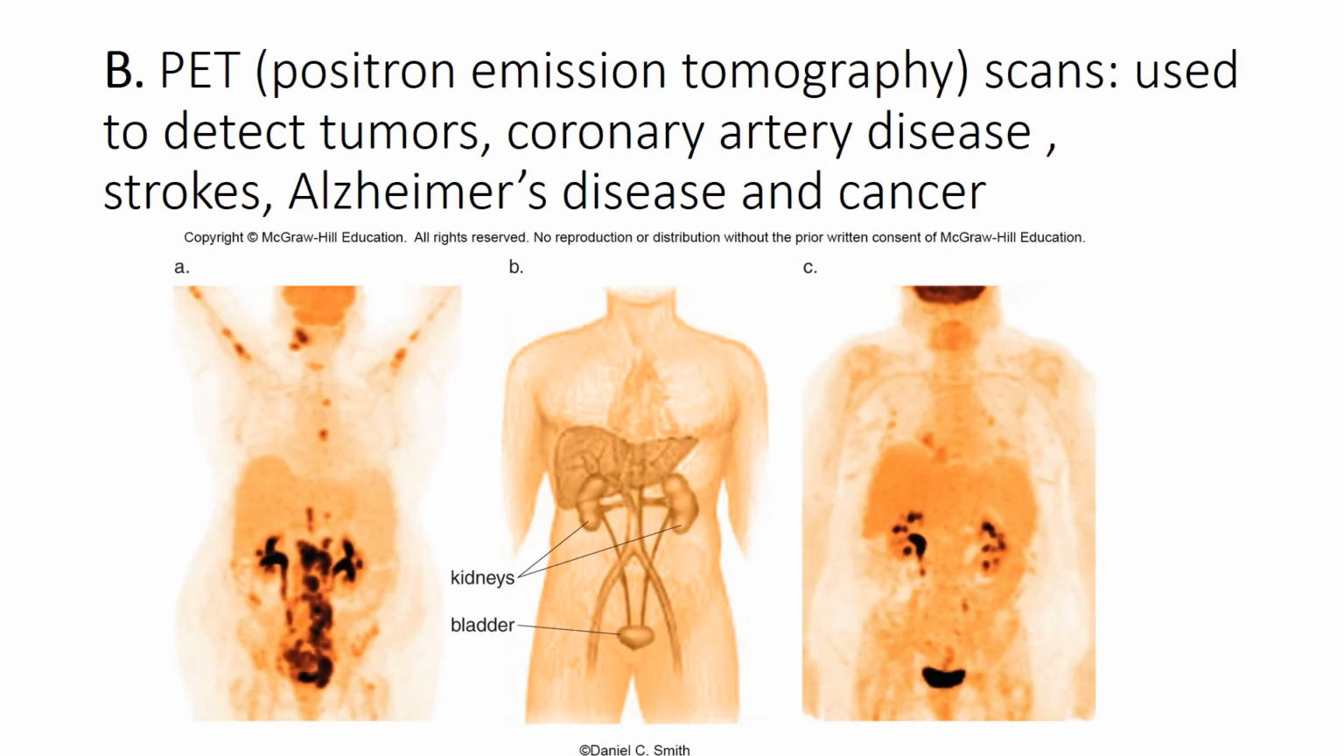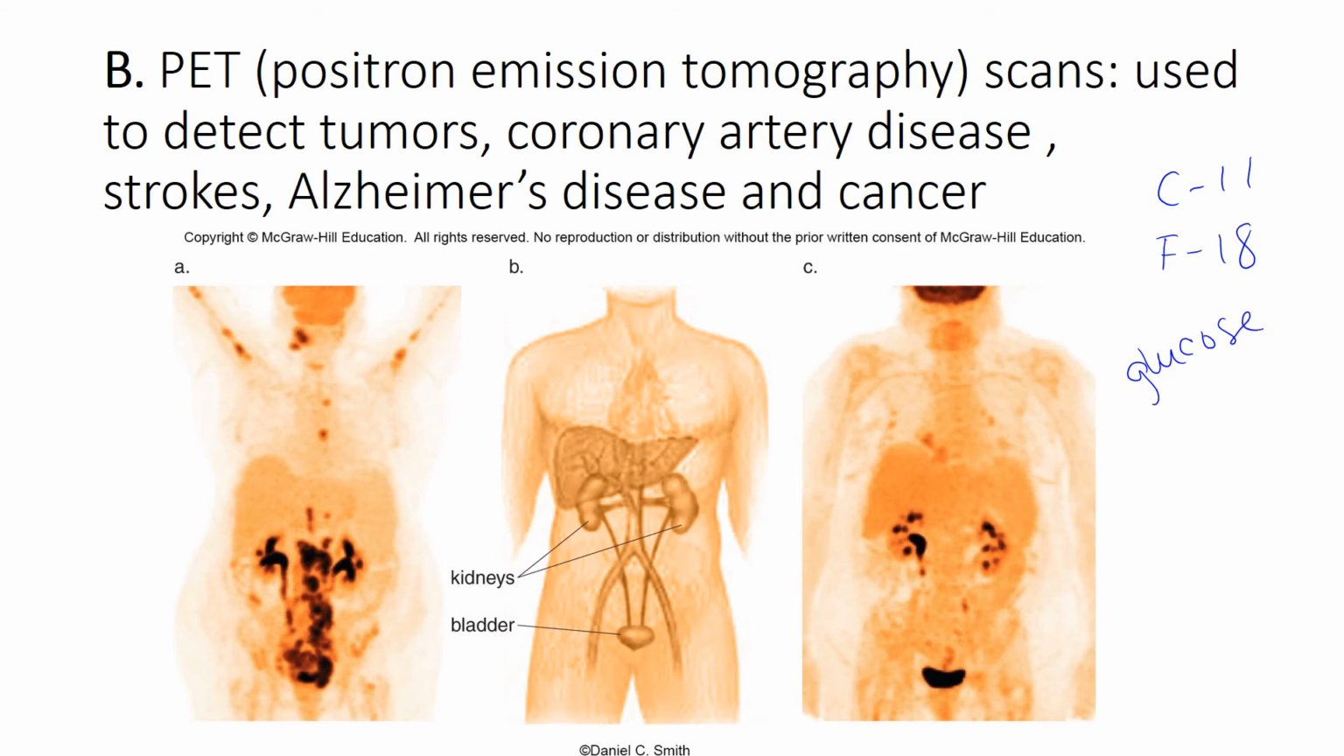Okay, so let's bring together a couple ideas. We talked about positron emission. We have a procedure called a PET scan, or positron emission tomography, which is a way to visualize tumors, see coronary artery disease, strokes, Alzheimer's disease, and cancer. Essentially the way it works is you have radioactive isotopes like carbon-11, fluorine-18, or other radioisotopes that can be incorporated easily into a molecule of glucose.